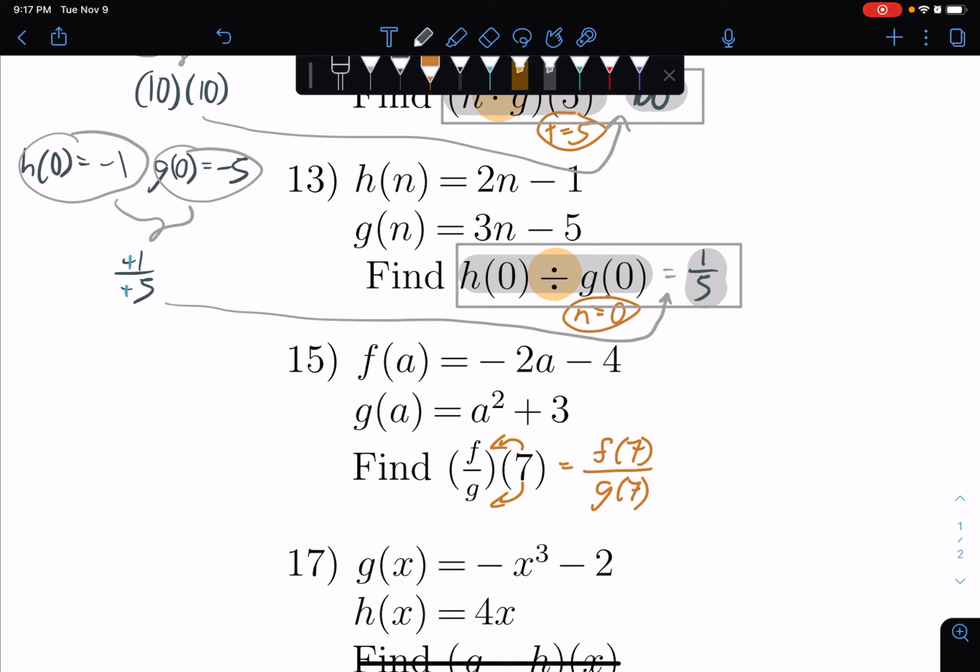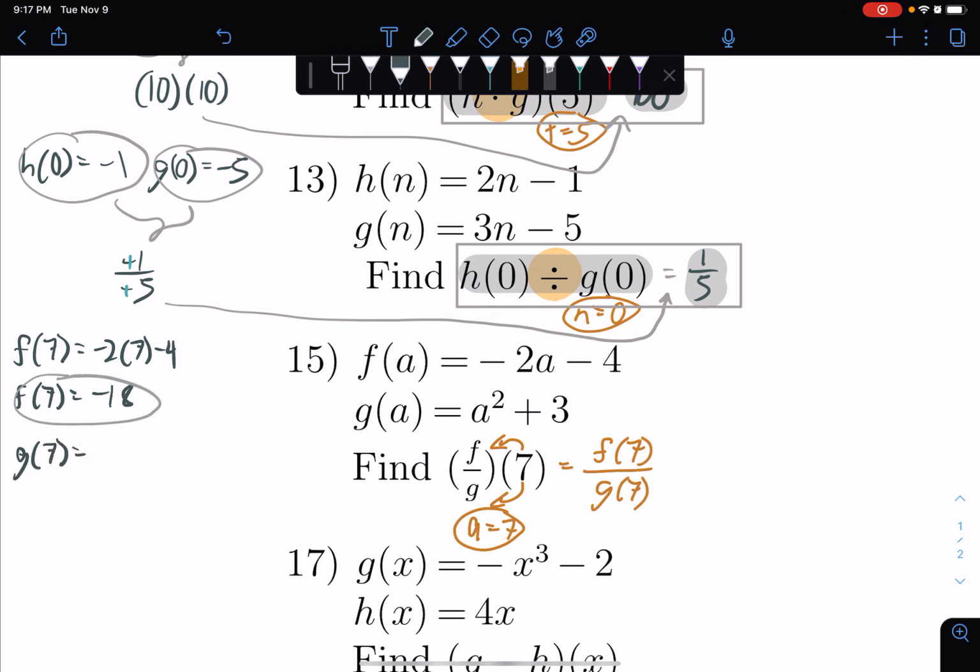That's it. So, we also acknowledge a is equivalent to 7. And f of a, so in other words, f of 7 is equivalent to negative 2 times 7 minus 4. So f of 7 is equivalent to, further, negative 14 minus 4, negative 18. And for g of a, g of 7 is equivalent to 7 raised to 2, which is 49, plus 3, so 50, 51, 52.